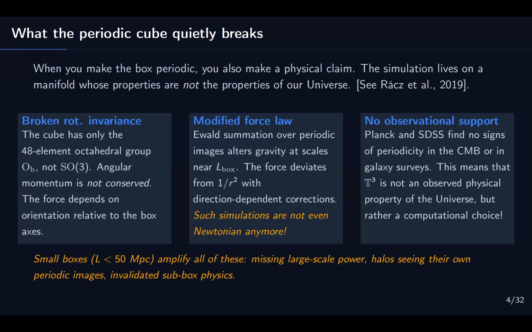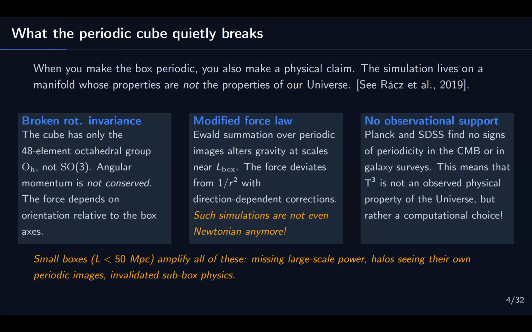And the third thing is that there is no observational support for this entire thing. We know that the universe is not periodic. There were attempts to observe some kind of periodicity in the universe, maybe in the 80s. I'm not quite sure when this was a thing. But obviously, we now know from observations that this is not the case. The universe is not periodic at all in any way.